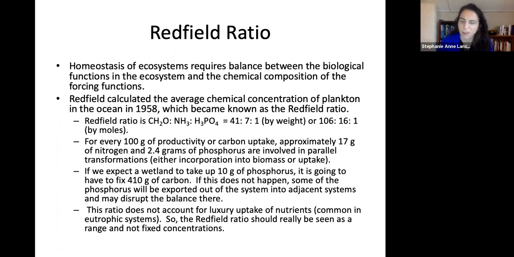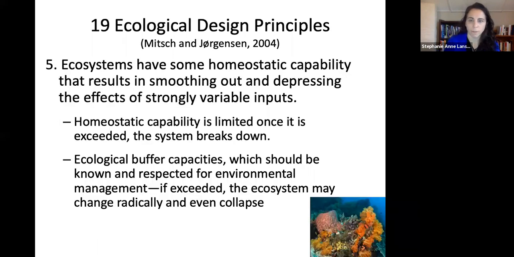But it doesn't account for luxury uptake of nutrients. So sometimes we'll see a species that can take up a little bit more than that. So it can be seen as a range, not a fixed value, but it's a pretty good range that you want to pay attention to.